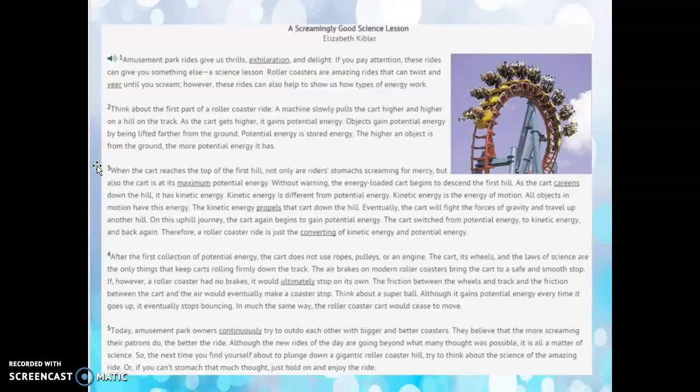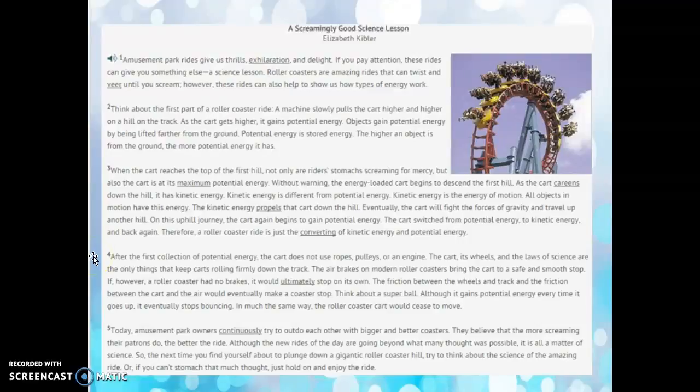Without warning, the energy-loaded cart begins to descend the first hill. As the cart careens down the hill, it has kinetic energy. Kinetic energy is different from potential energy. Kinetic energy is the energy of motion. All objects in motion have this energy. The kinetic energy propels that cart down the hill. Eventually, the cart will fight the forces of gravity and travel up another hill. On this uphill journey, the cart again begins to gain potential energy. The cart switches from potential energy to kinetic energy and back again. Therefore, a roller coaster ride is just the converting of kinetic energy and potential energy.